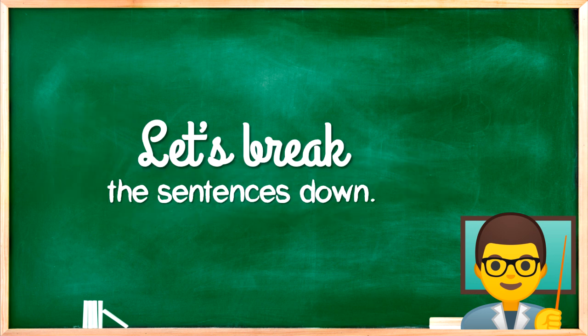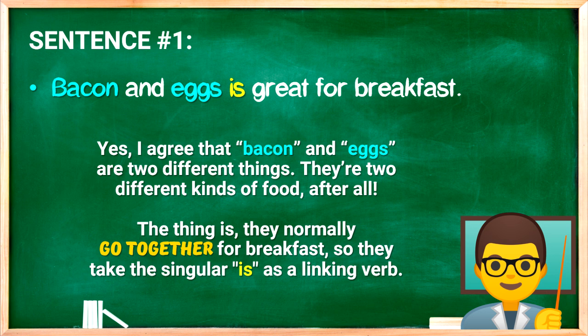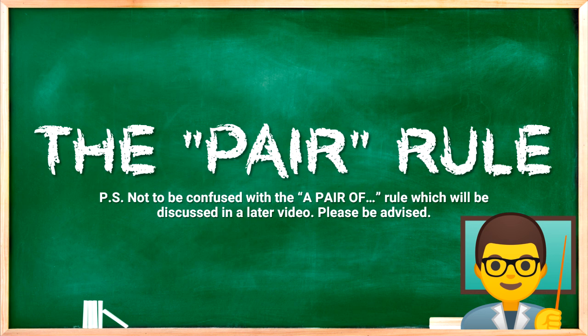Let's break the sentences down. Sentence number 1. Bacon and eggs is great for breakfast. Yes, I agree that bacon and eggs are 2 different subjects. They're 2 different things. The thing is, they normally go together for breakfast, so they take the singular is as a linking verb. We English teachers like to call this the pair rule.